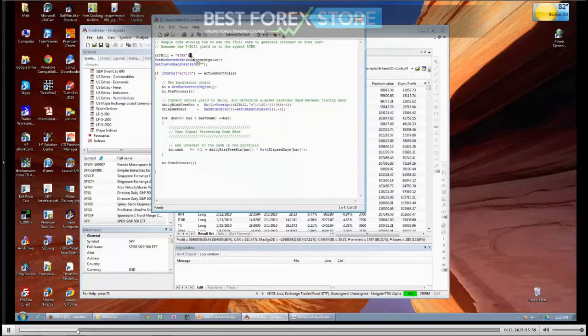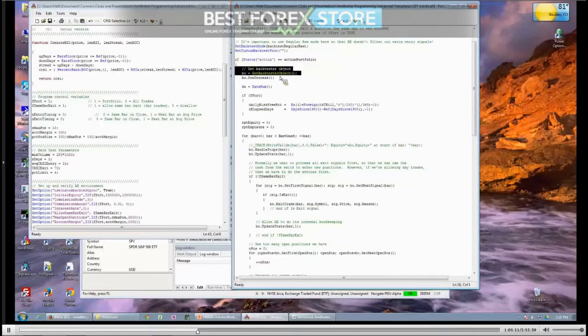So the first thing that we can see in this AFL file is I initialize a symbol called T-bill, and I'm using the %IRX symbol, which is the closest thing that the Norgate database has to the T-bill. We're going to go out and retrieve it using GetBacktesterObject and assign that to BO, as always. We're going to call BO.PreProcess right at the top so that Amibroker has a chance to do all of its initialization.